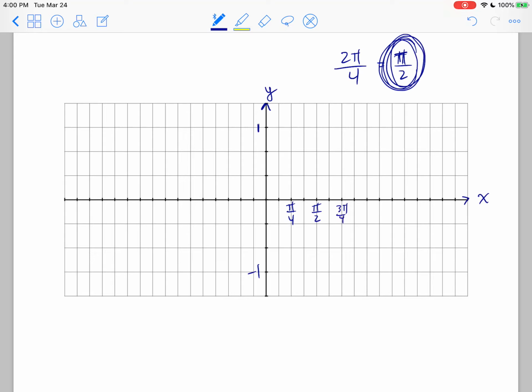All right, so pi over 2, 3 pi over 4, 4 pi over 4, 5 pi over 4, 6 pi over 4, 7 pi over 4, and 8 pi over 4. And same thing in the negative direction.